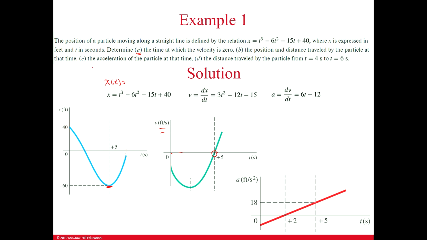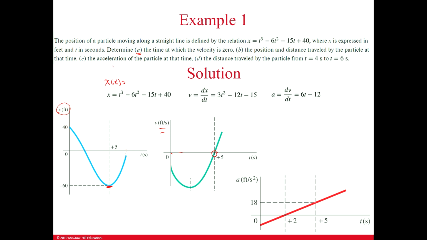So the next question is the position and distance traveled by the particle at that time. Well, that is also pretty simple, because they're asking you the position and distance. So for that, you're basically having to go back to your position function, and at 5 seconds, you're at negative 60 feet from your origin.